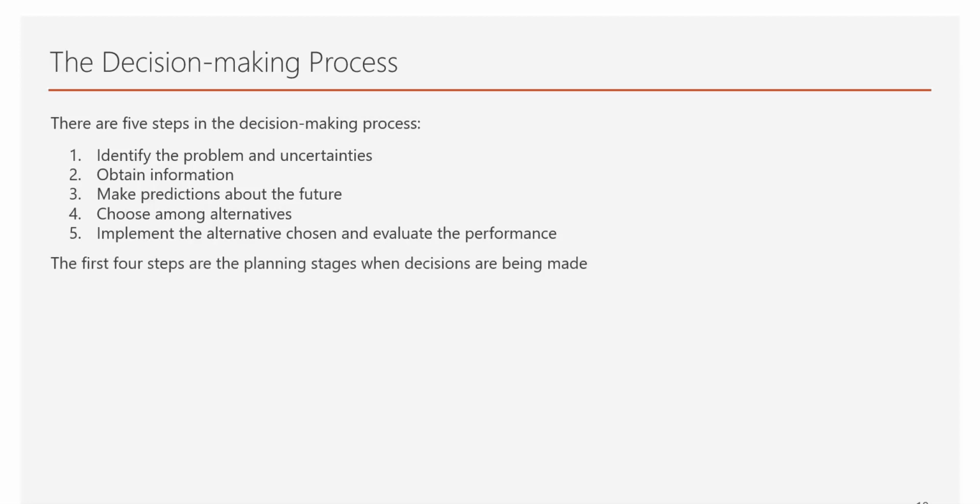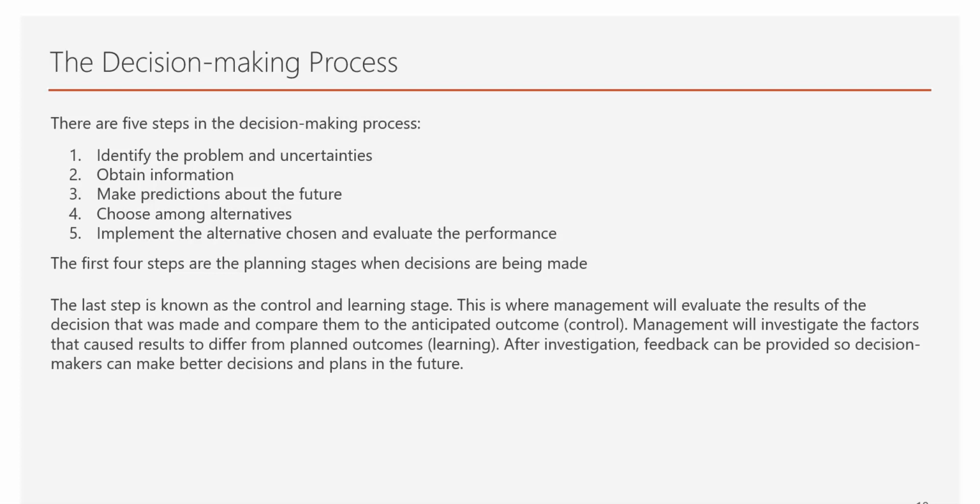So now the first 4 steps are planning stages when decisions are being made. And when we're making decisions, we're going to see this a lot, in the planning stages, especially when we're planning budgets and so forth. Remember, budgets is our quantitative expression of the company's strategy. We're planning things. We're forward looking.